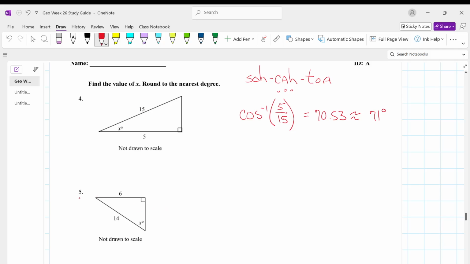Same concept on problem number 5. We're looking for an angle measure, and we are given its opposite side and the hypotenuse. Sine equals opposite over hypotenuse. Since we're finding an angle measure, we're using inverse sine. And this opposite side is 6. The hypotenuse is 14. Finish it in the calculator and round it.